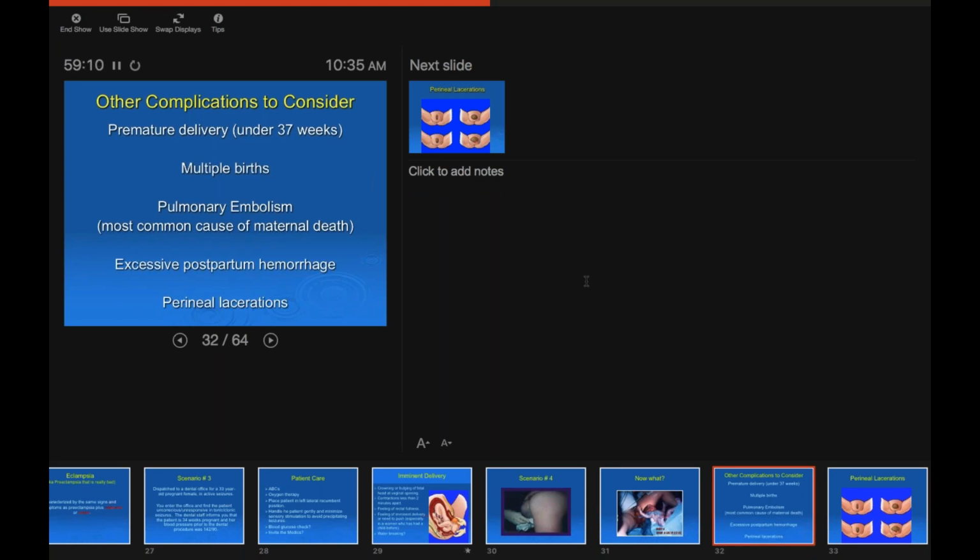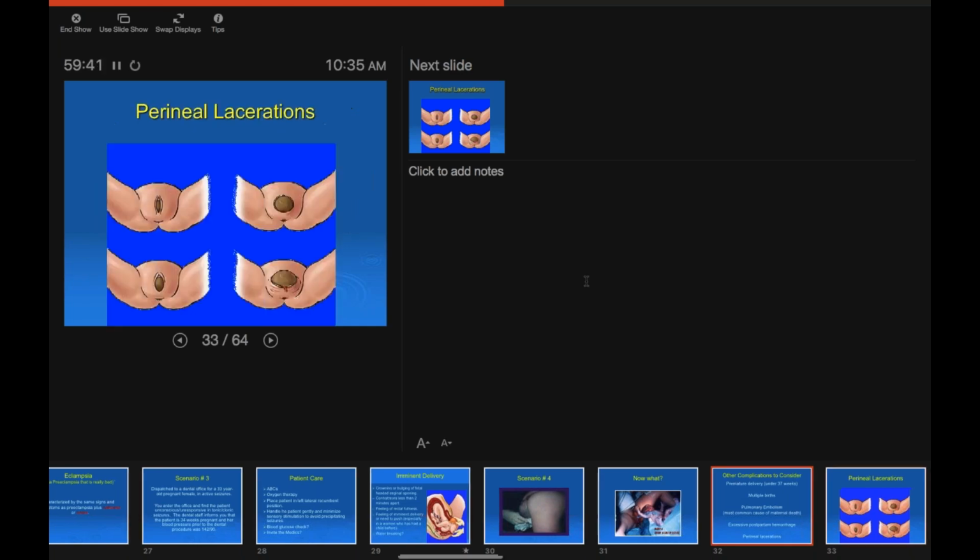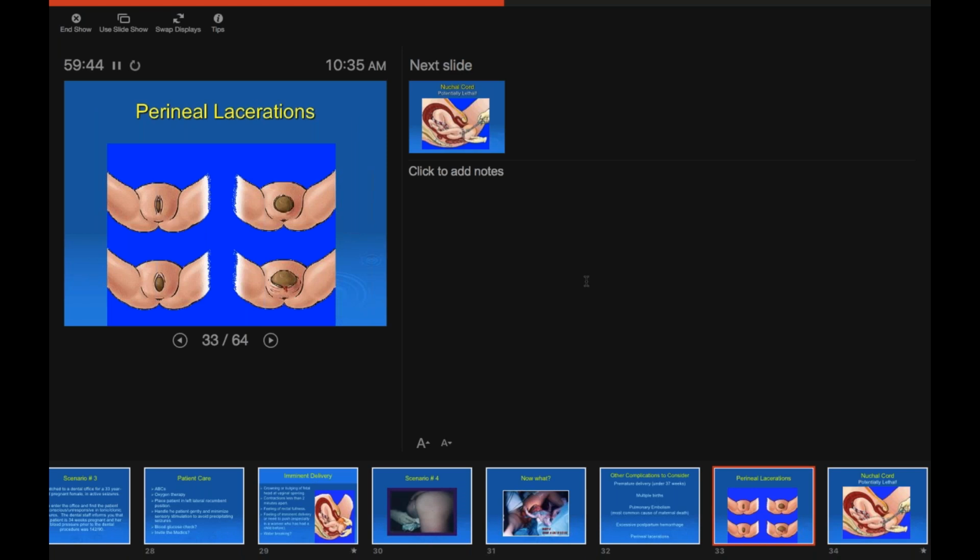All right, so other complications to consider are a premature delivery under 37 weeks, and multiple births. Pulmonary embolism is the most common cause of maternal death, throwing a clot into the lungs from the delivery. Excessive postpartum hemorrhage, which you cannot control other than massaging the uterus counterclockwise, and we're calling for a medic to give Pitocin or oxytocin. Another one is perineal lacerations. As you can see on the screen, in the bottom right-hand corner, where you see a little bit of bleeding, you can have some tearing there.